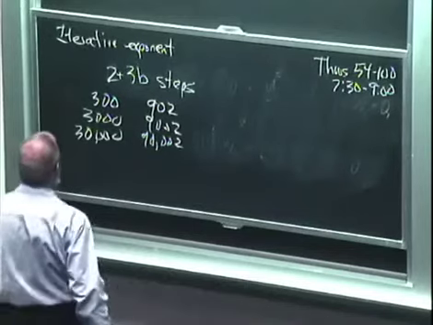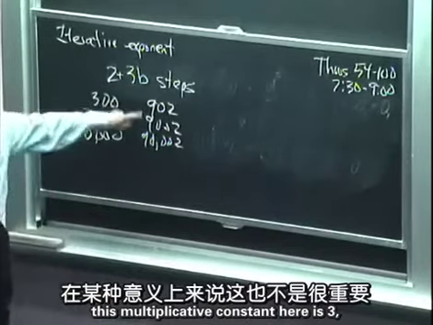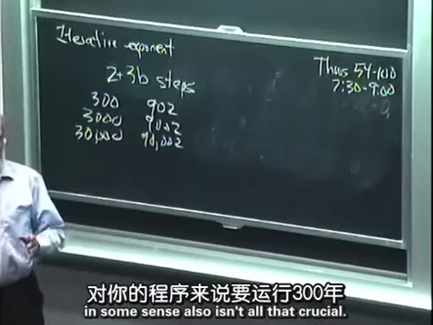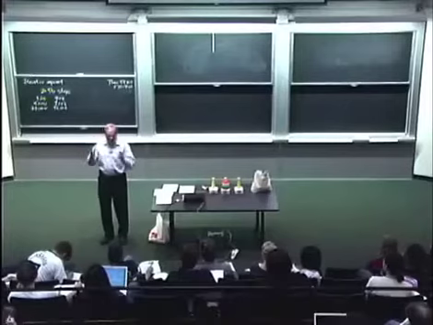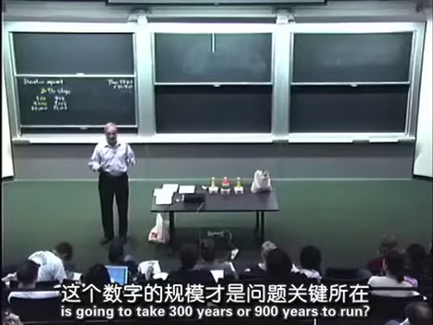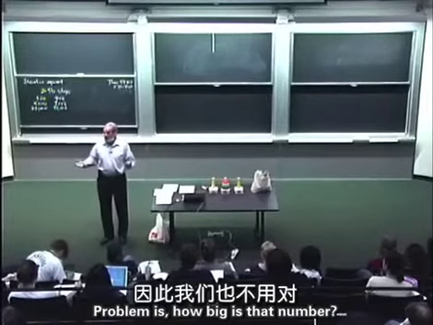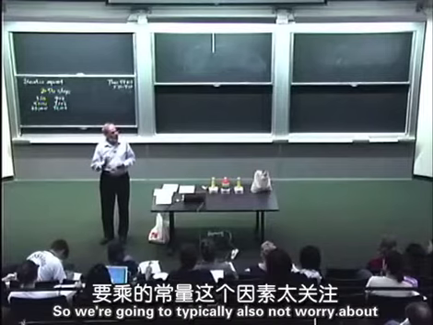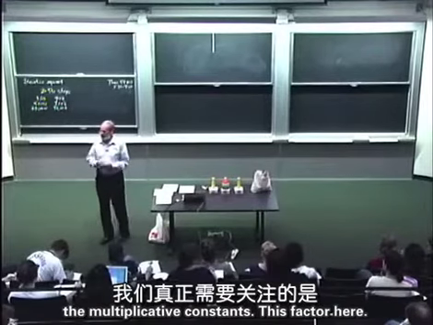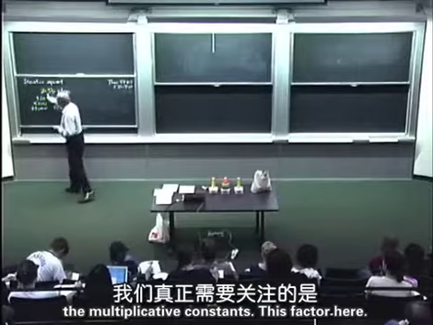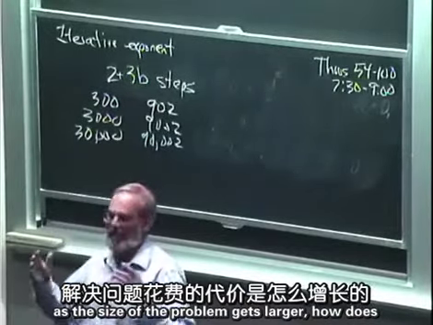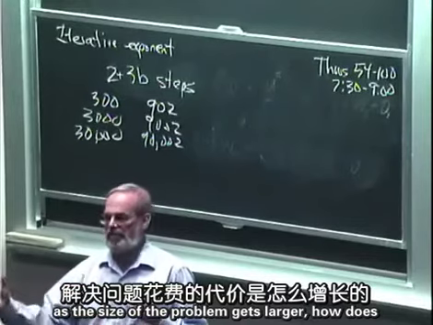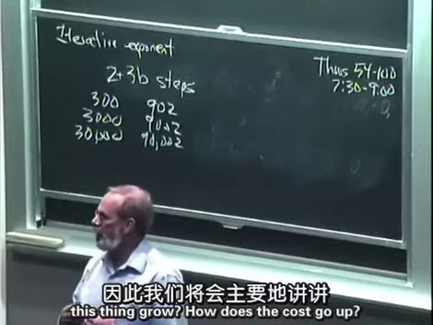The second one is, this multiplicative constant here, this 3, in some sense also isn't all that crucial. You know, does it really matter to you whether your code is going to take 300 years or 900 years to run? Problem is, how big is that number? So we're going to typically also not worry about the multiplicative constants, this factor here. What we really want to worry about is, as the size of the problem gets larger, how does this thing grow? How does the cost go up?